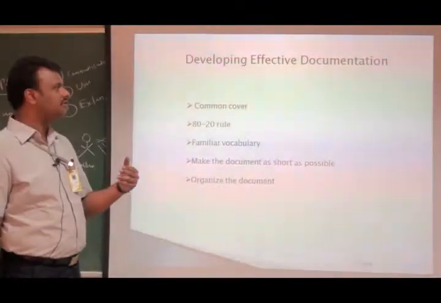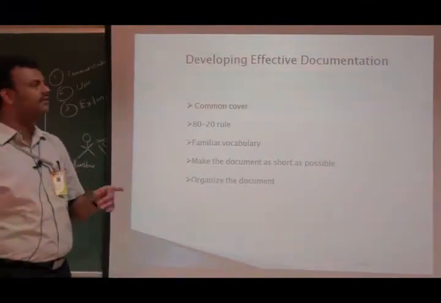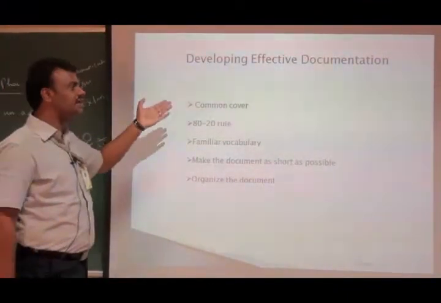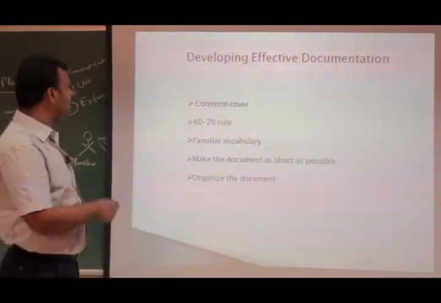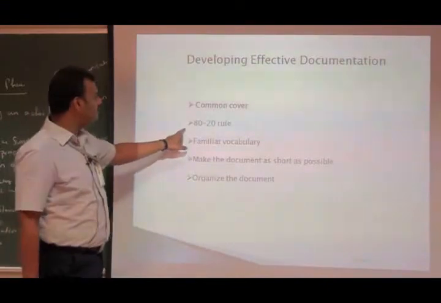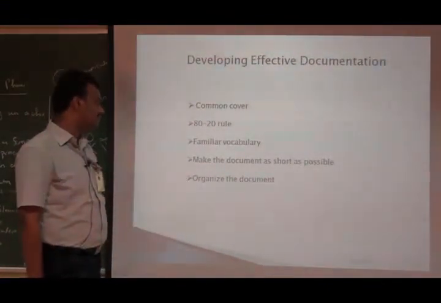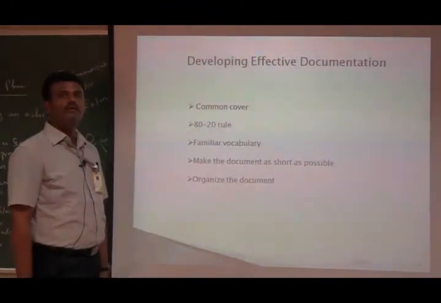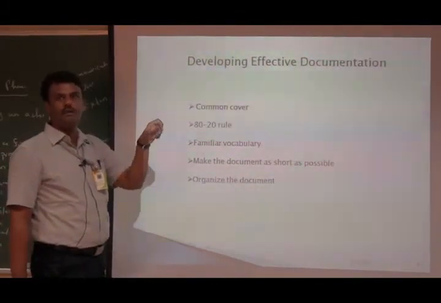Before we start classification, after completing the interaction diagram, how are we going to develop effective documentation? The first one is the common cover, the second is the 80-20 rule, the next one is familiar vocabulary, the third is to make the document as short as possible, and finally organize the document. What do you mean by common cover? Each and every document should share a common cover, that is the document name for the particular product.